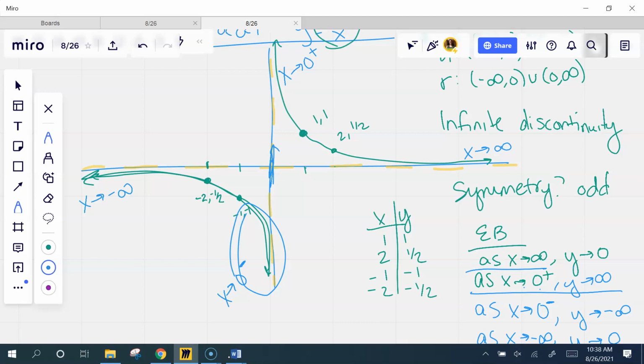Well, horizontal asymptotes are going to be as we go to positive and negative infinity. Vertical asymptotes are whenever we approach from different sides. So horizontal asymptotes won't impact from the left or from the right. You see what I'm saying?